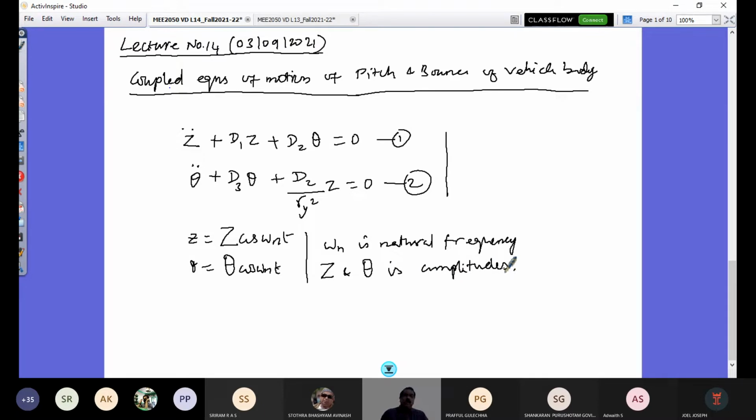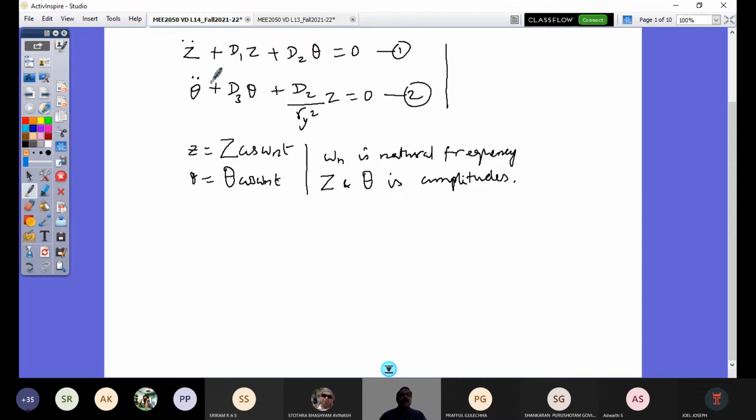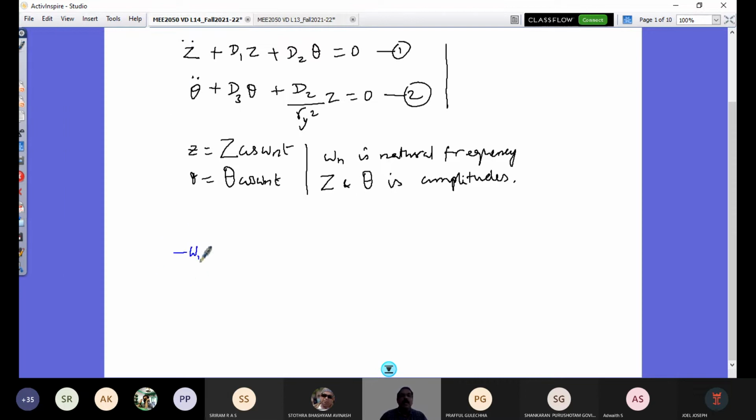Right? So now substituting this trial solution in equations 1 and 2, what am I going to have? I will have minus omega n squared capital Z cos omega nt plus d1 into Z cos omega nt plus d2 into theta cos omega nt, that's equal to 0. Let me call that equation number 3. I'll modify this equation once again.